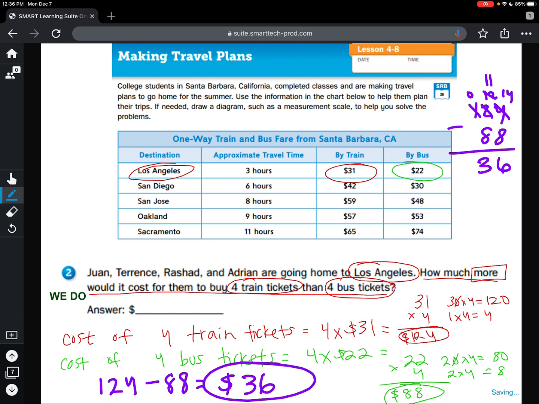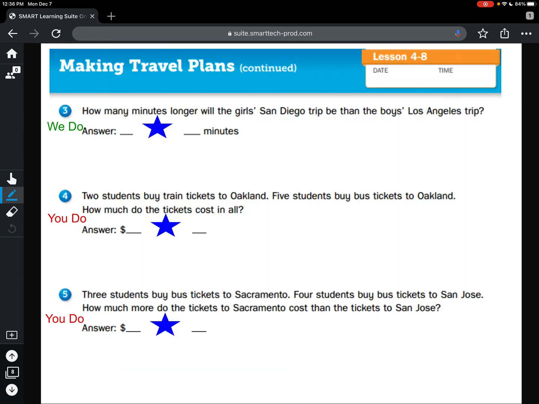Did you get 36? I hope so. The difference between 4 train tickets and 4 bus tickets is $36. So it costs them $36 more to buy 4 train tickets than 4 bus tickets. Your paper should match mine. You need to have all of the same work written down. Now, let's take a look at number 3.